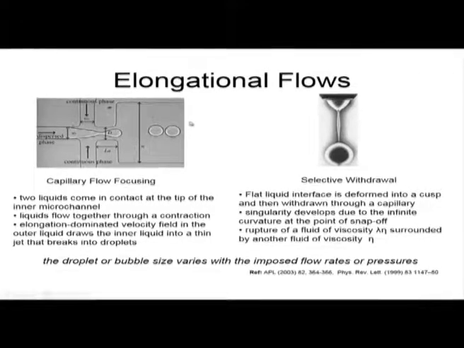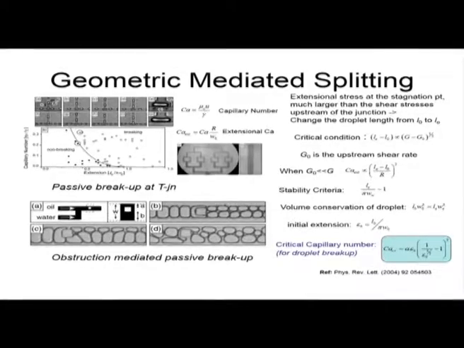There are other mechanisms also like selective withdrawal. I will not go into the details of all this because this is just to let you know that many other technologies are available for generating droplets and bubbles, and you can use geometrical structures also to make droplets or bubbles, and there is a whole lot of very interesting literature on how you make use of geometrical structures to form droplets or bubbles.